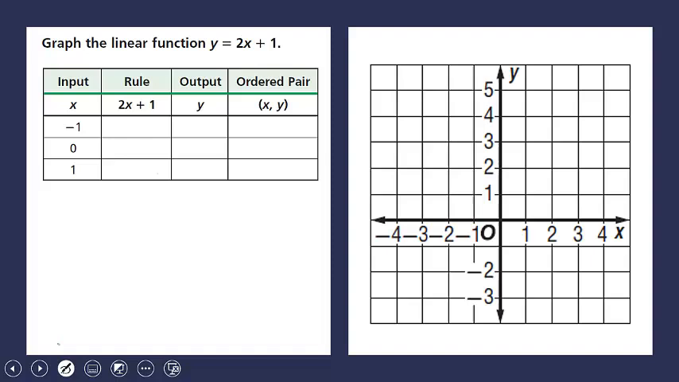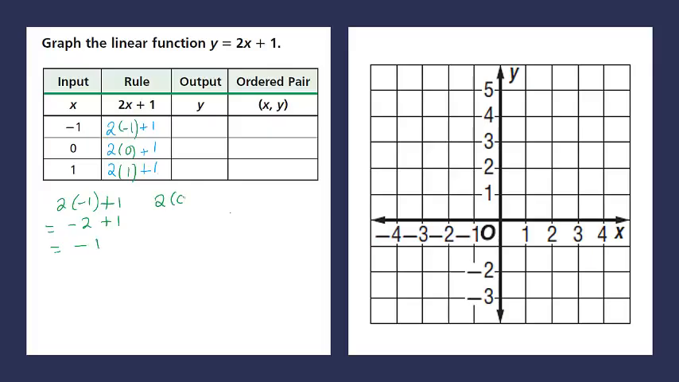How do we go about doing this? We are going to do exactly what we've been doing before with regards to plotting points. So we start with our table. We're going to calculate the value for y, and then we're going to plot the points. So I'm going to start by substituting the value for x in the table, and then I'm going to calculate it. So I start by saying 2 times minus 1 plus 1 equals minus 2 plus 1, which equals minus 1. 2 times 0 plus 1 equals 0 plus 1, which equals 1. 2 times 1 plus 1 equals 2 plus 1, which equals 3.